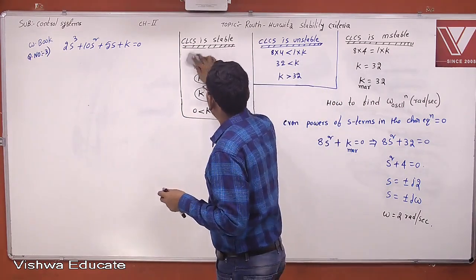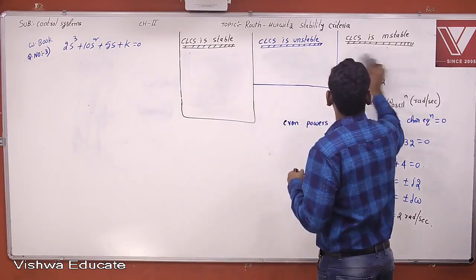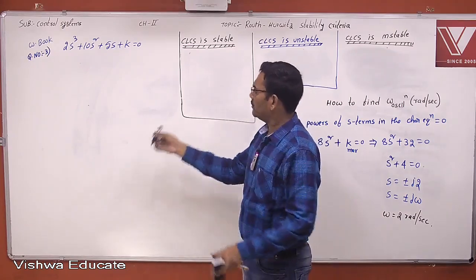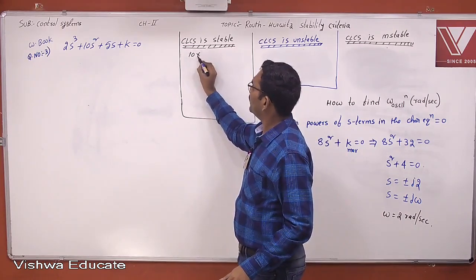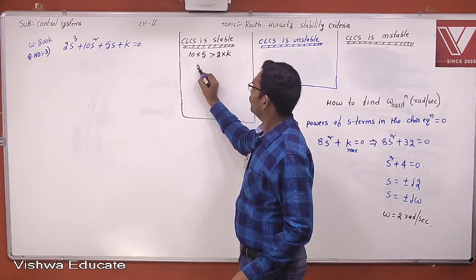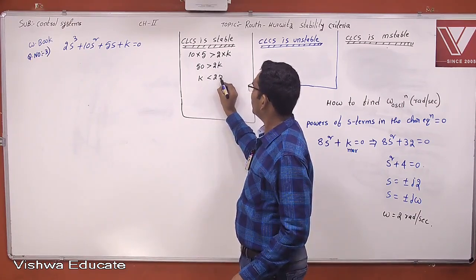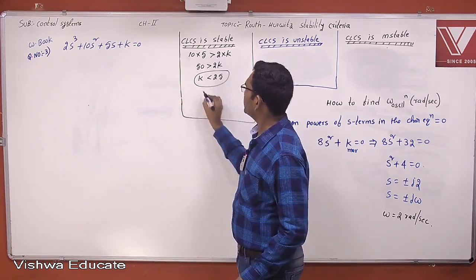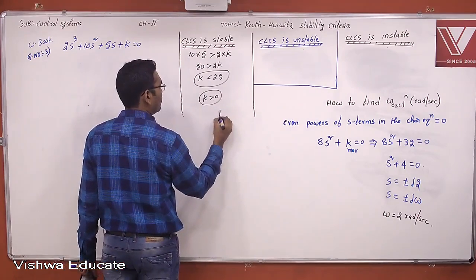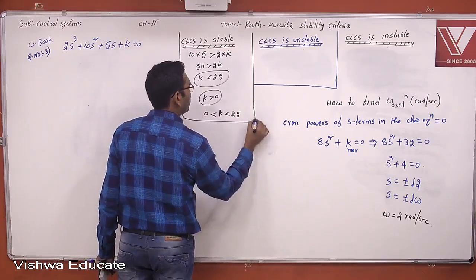Now for order 3, what is the condition for stability, what is the condition for unstable, and what is the condition for marginally stable? Okay. So the internal quotient product is 10 into 5, which should be greater than the external quotient product 2 into k. So 50 is greater than 2k, so k is less than 25 is one condition, and lastly the constant k, which is greater than 0, is another condition. So finally, k is less than 25 and greater than 0, then the closed loop control system is stable.